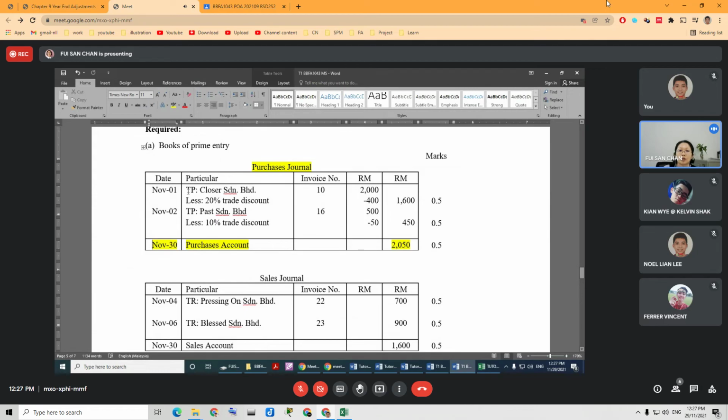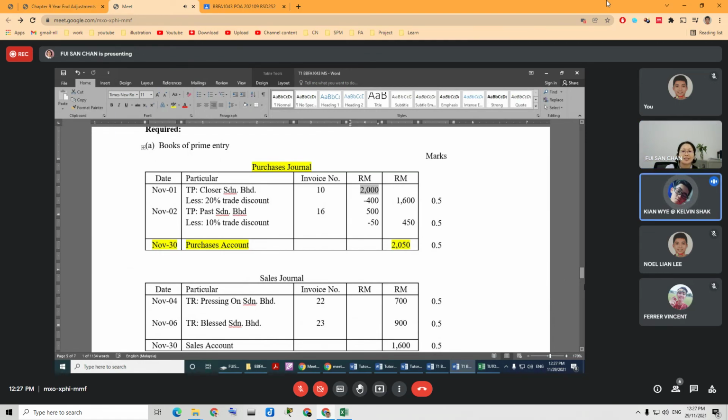You put your trade payable here. The question said there is trade discount. Invoice number, retail price 2,000 and 20% discount, so left this much. So now if I show you the answer, you will say, ah yeah, it's that easy.